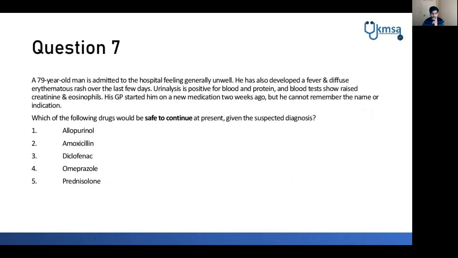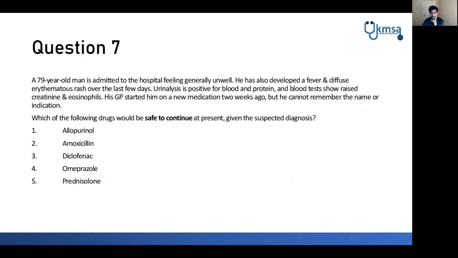Okay, so I think there's two more. So actually, in the interest of time, I've already taken about an hour and a half of you guys' time. I'll just fly through these myself. So for this one, a 79-year-old man is admitted to hospital feeling generally unwell. He's developed a fever and diffuse erythematous rash over the last few days. So that's important. Fever and a diffuse rash. He has some systemic symptoms.